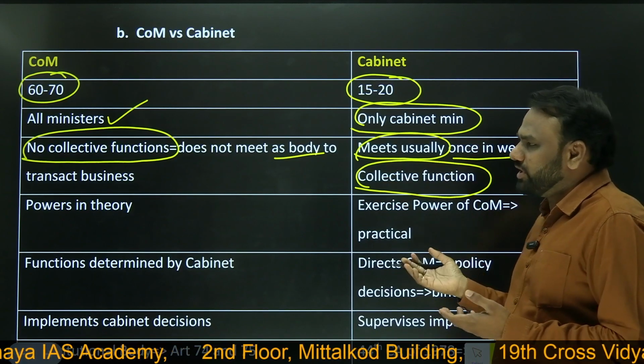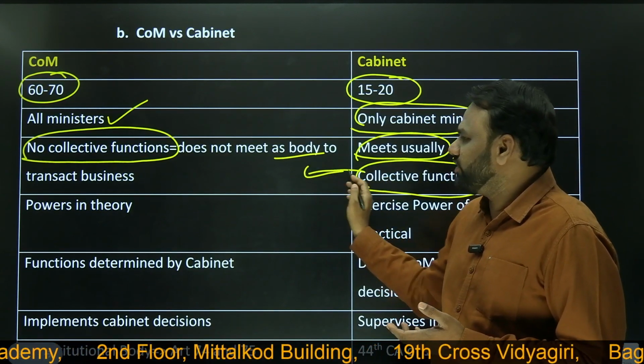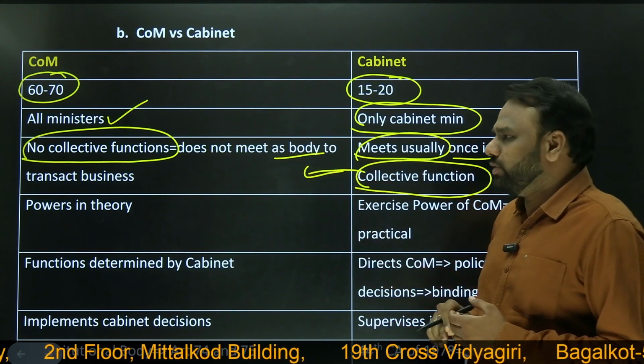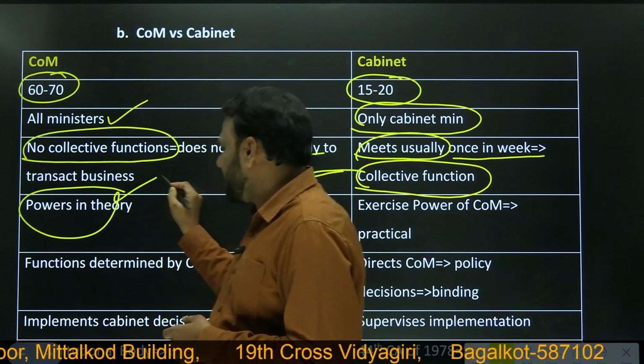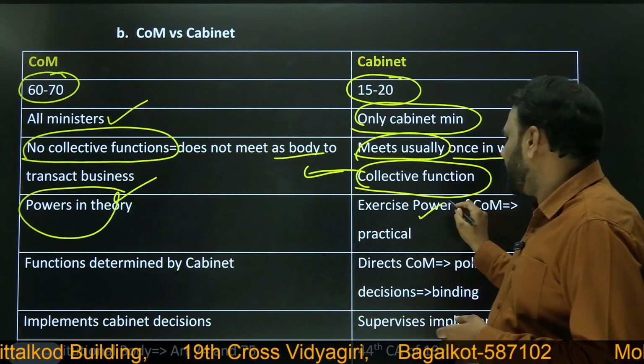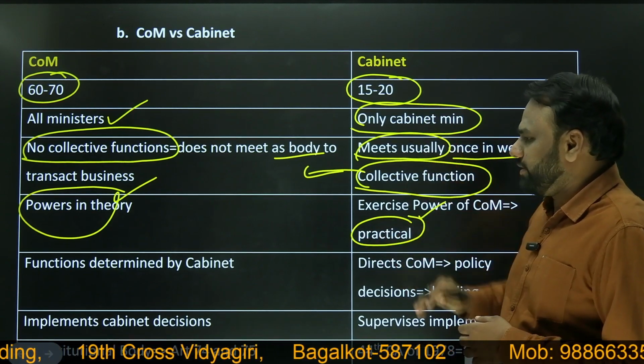So collectively they function, and whatever decision they have taken, they will just inform the council of ministers, and they have to follow it. Okay, they have to follow it. So the council of ministers enjoys power just in theory, but the cabinet enjoys power in reality. Okay, so practically the power is exercised by the cabinet.